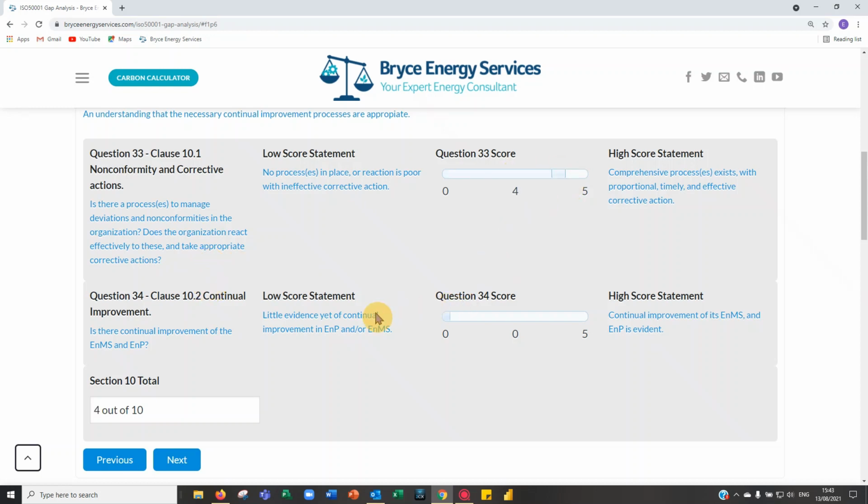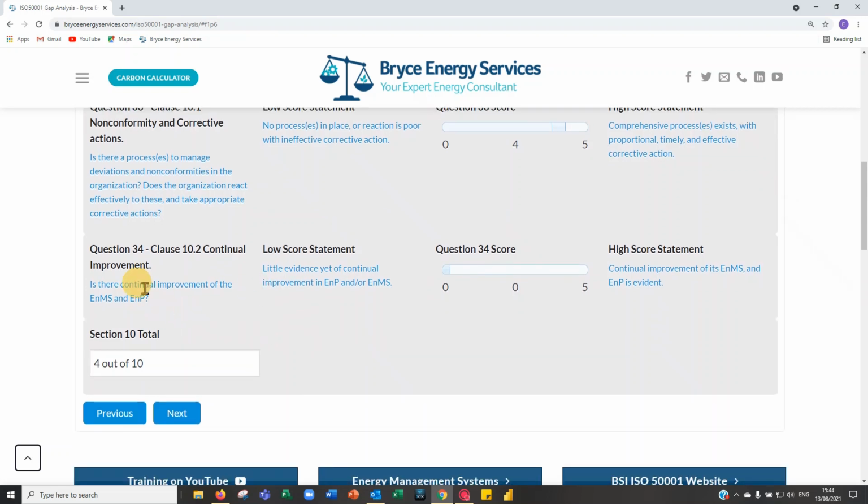And then finally, the big one. Is there continual improvement of the energy management system and energy performance? So you're looking at both the performance of your business in terms of energy use per widget, or however you defined the performance for each significant energy use device, but you're also looking at improvements in the performance of the energy management system itself.